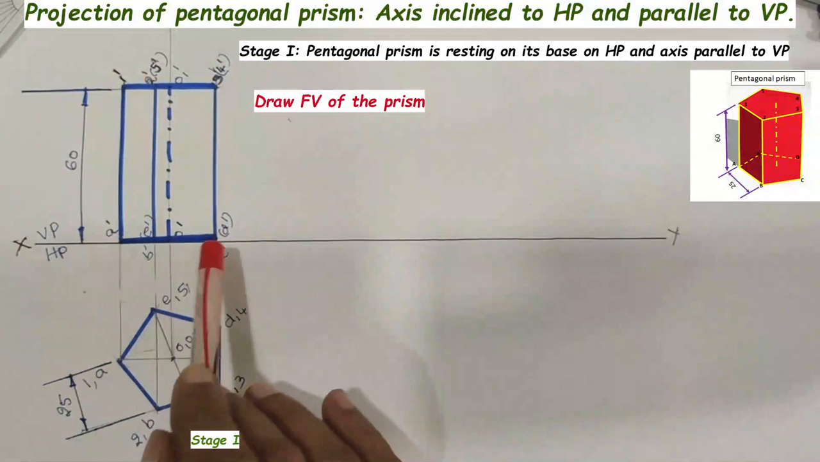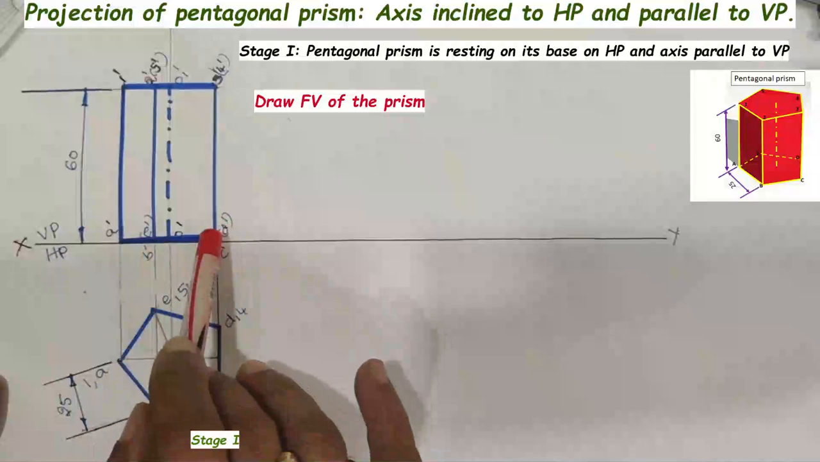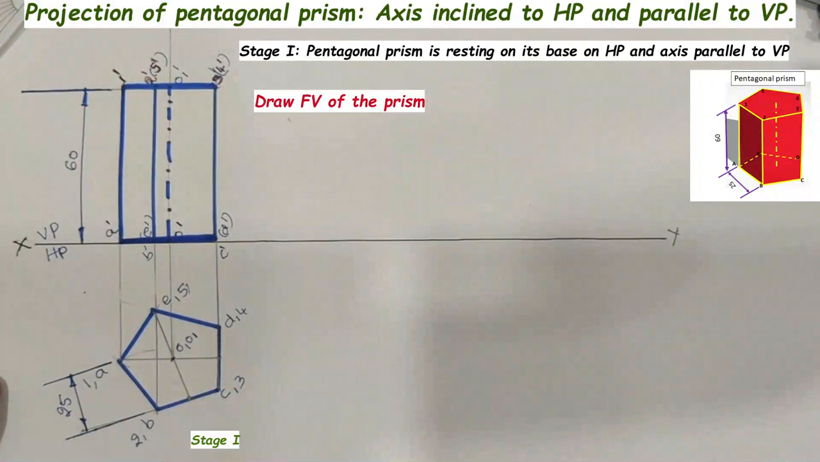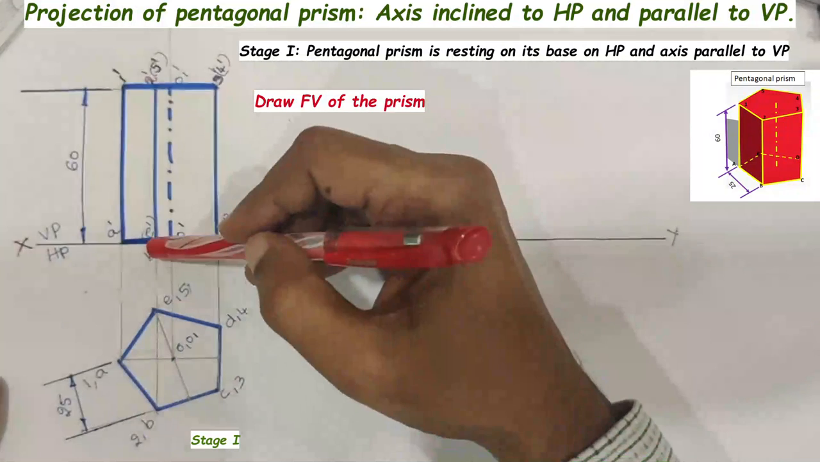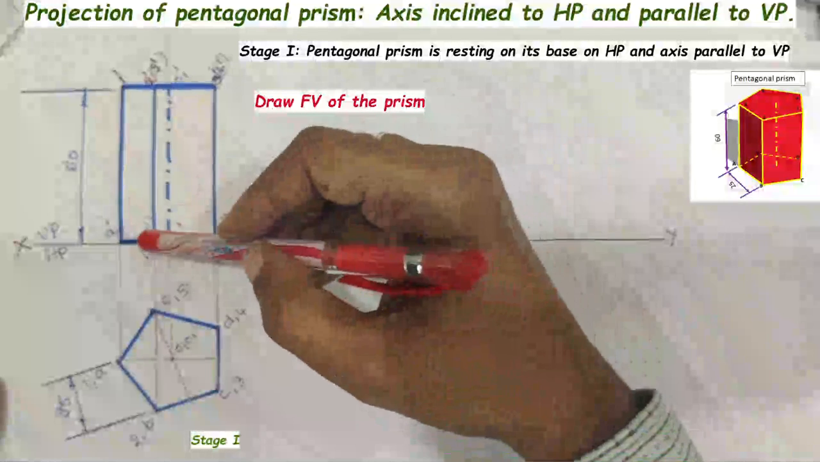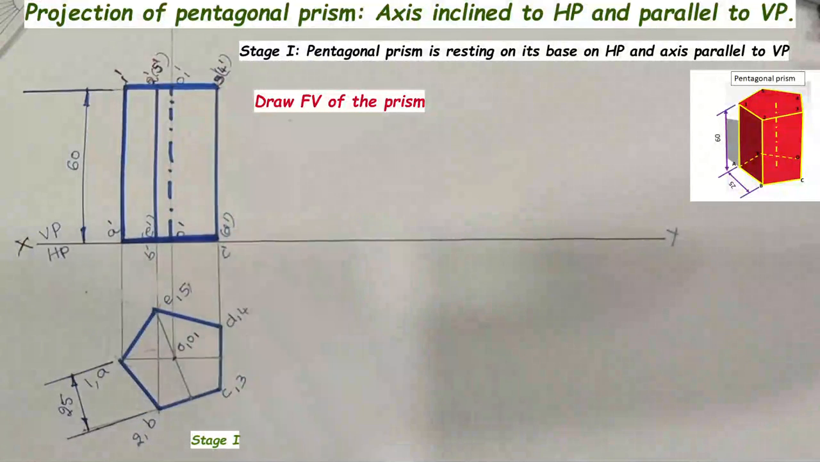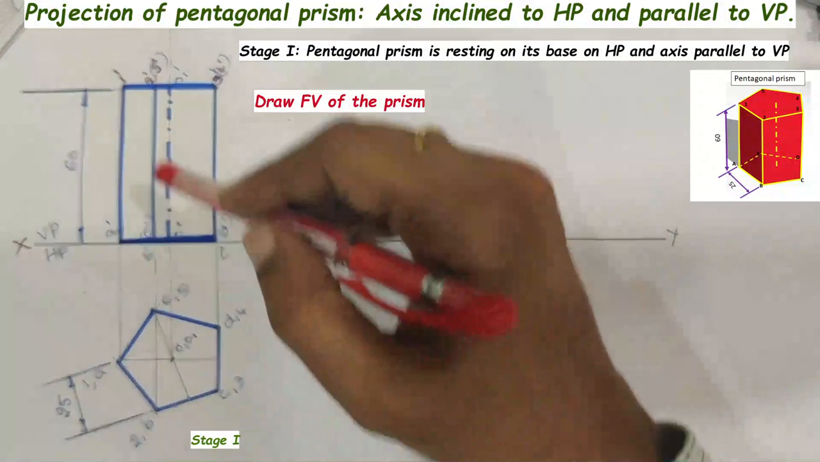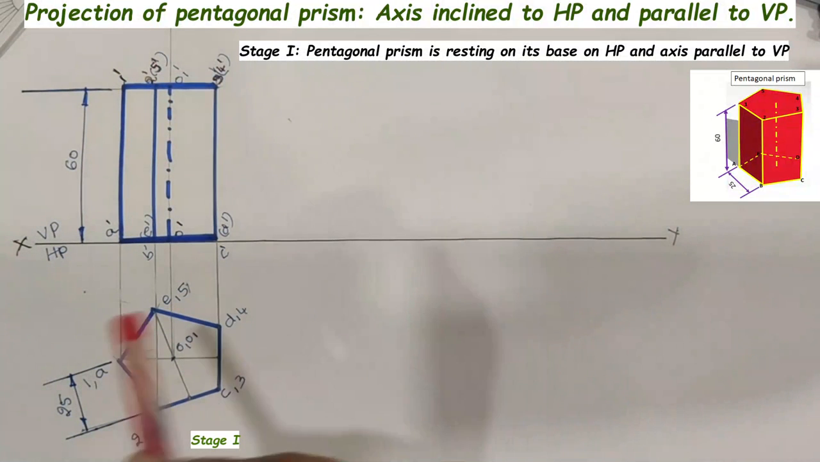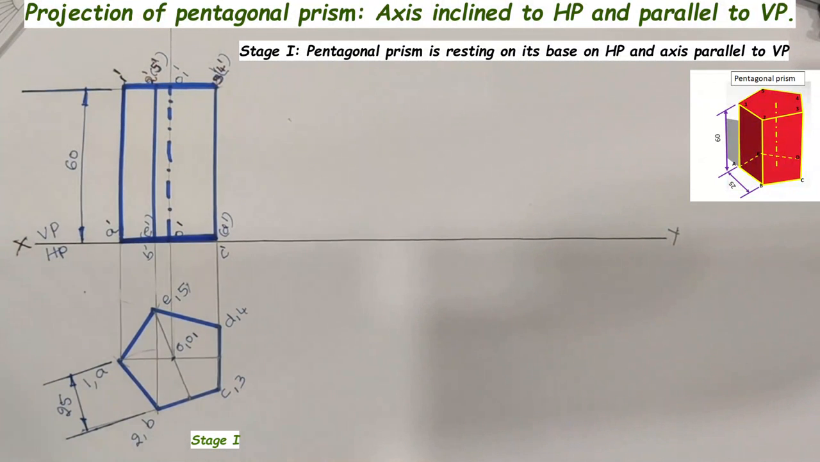Here A dash C dash is the image of the bottom base of the pentagonal prism. 1 dash 3 dash is the image of the pentagonal prism's top base. A dash 1 dash is the face edge of the pentagonal prism. B dash 2 dash, C dash 3 dash, 4 dash D dash, E dash 5 dash are the remaining face edge images in the front view, and O dash and O1 dash is the image of the axis in front view. With this, we completed the first stage solution of the pentagonal prism when it is resting on its base on HP and axis parallel to VP. Next, we'll move towards the second stage solution.